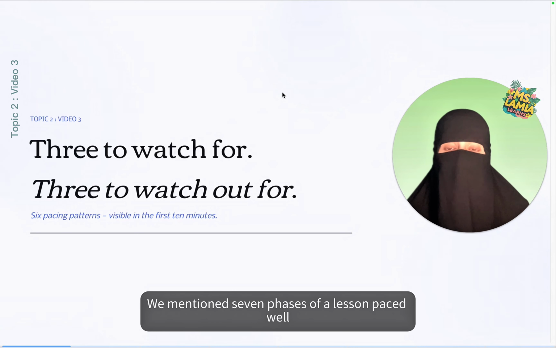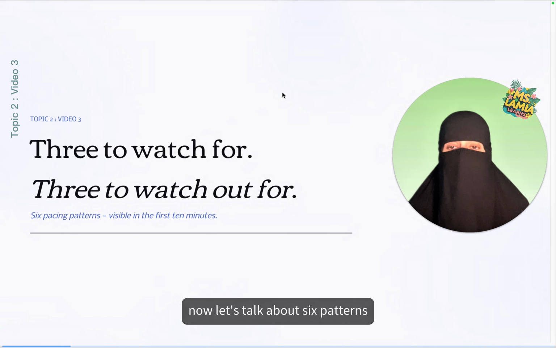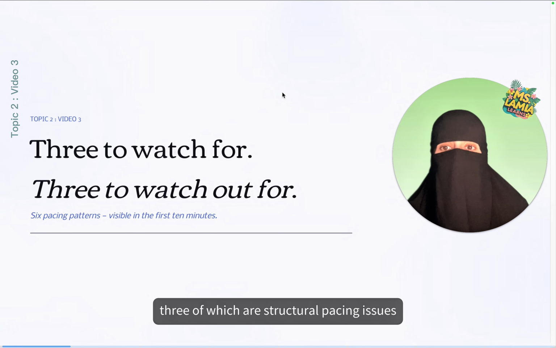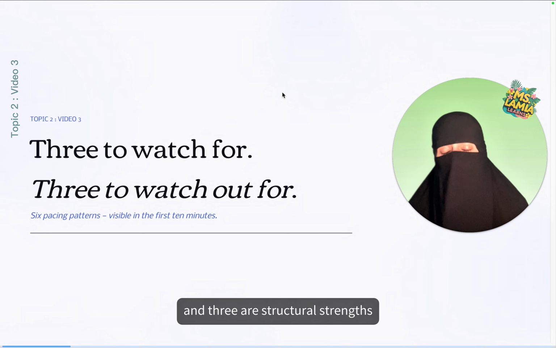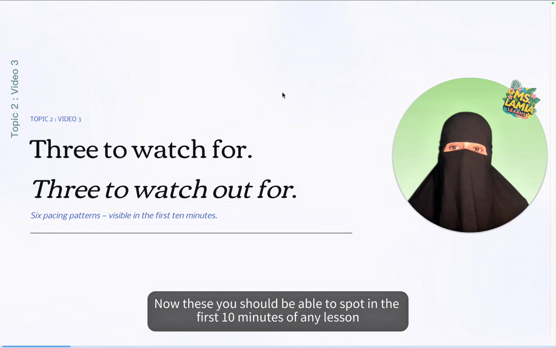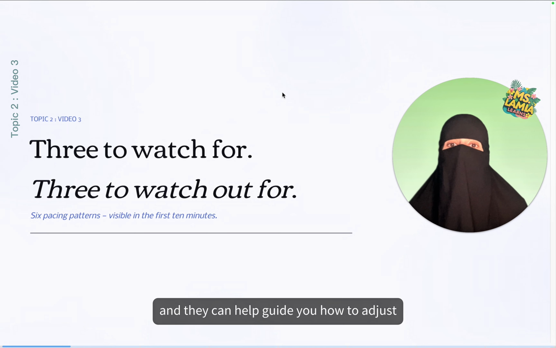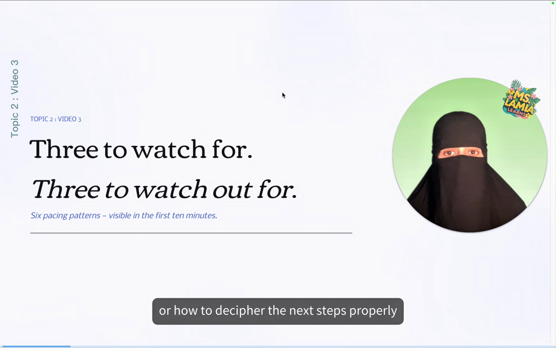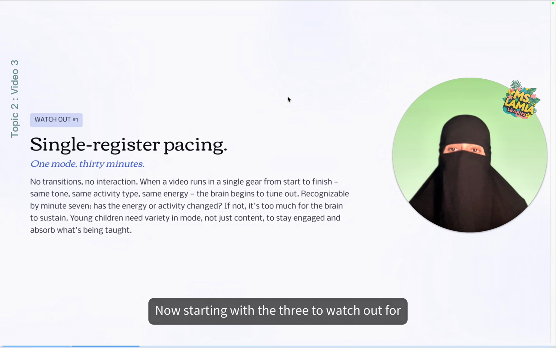We mentioned 7 phases of a lesson paced well. Now let's talk about 6 patterns, 3 of which are structural pacing issues, and 3 are structural strengths. You should be able to spot these in the first 10 minutes of any lesson, and they can help guide you how to adjust or how to decipher the next steps properly. Starting with the 3 to watch out for.